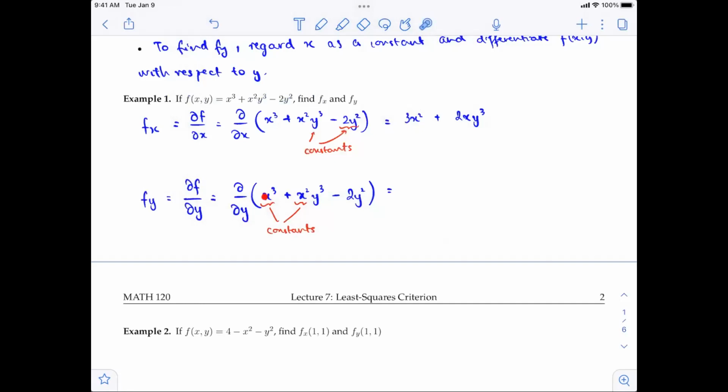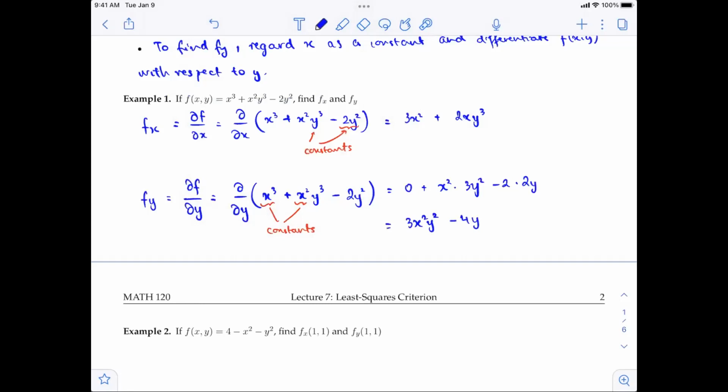So the partial derivative of x cubed is going to be equal to 0. The partial derivative of this term is going to be plus x squared times the derivative of y cubed, which is 3y squared. And the derivative of this term is -2 times y squared, which becomes 2y. So if you simplify this a little bit, you get 3 times x squared y squared minus 4y. So that's the partial derivative of the function with respect to a certain variable.